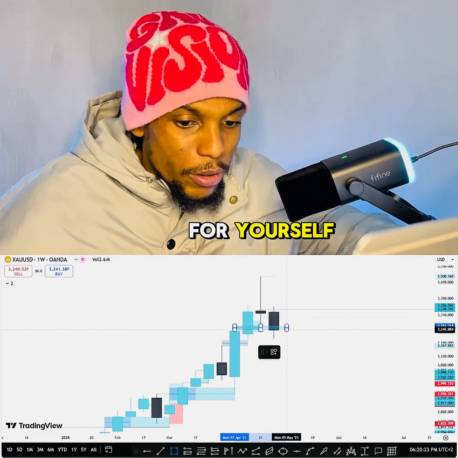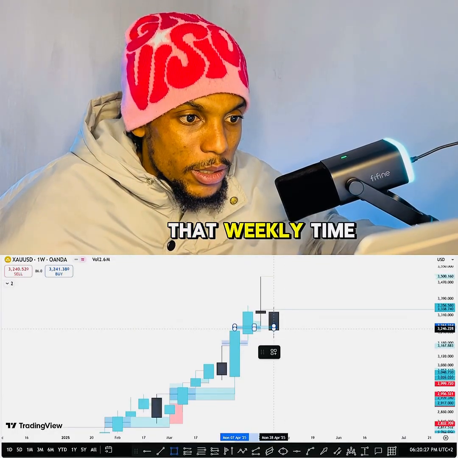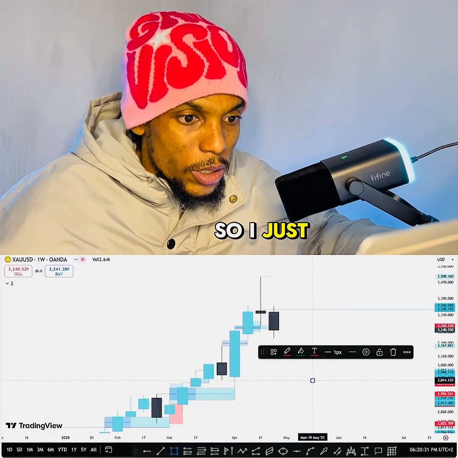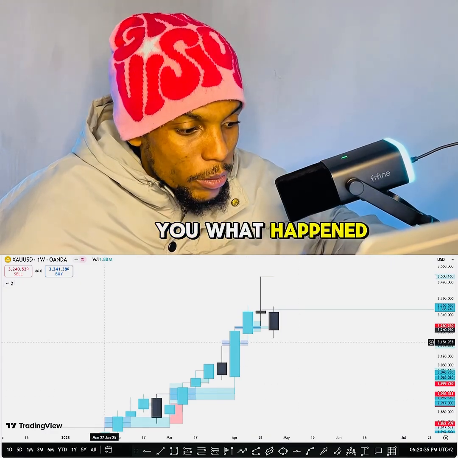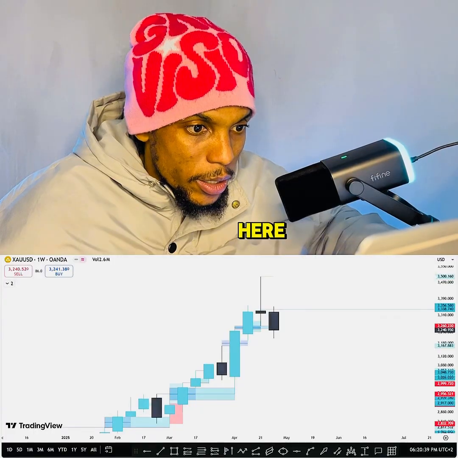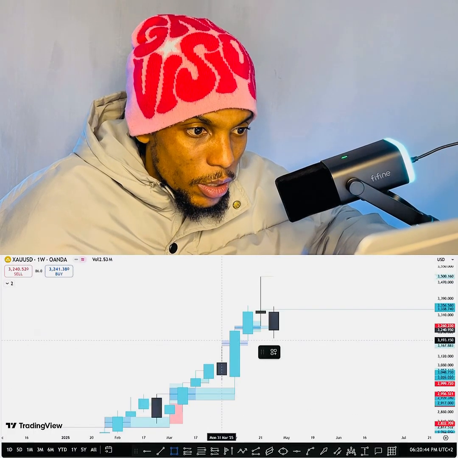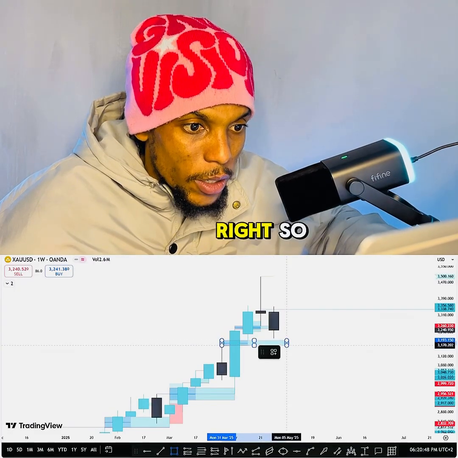You can see for yourself that this is that weekly time frame fair value gap that I'm talking about. So I just did the join now, so I'll show you what happened. I'll show you from the 4 hour. Okay, let me just do another drawing here for you to see. This is another weekly fair value gap that price might fill, right?